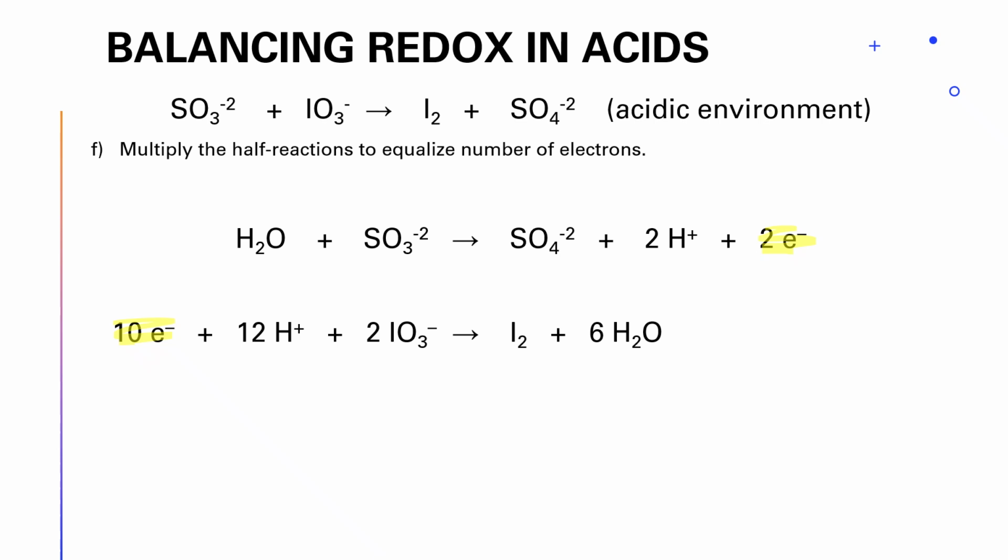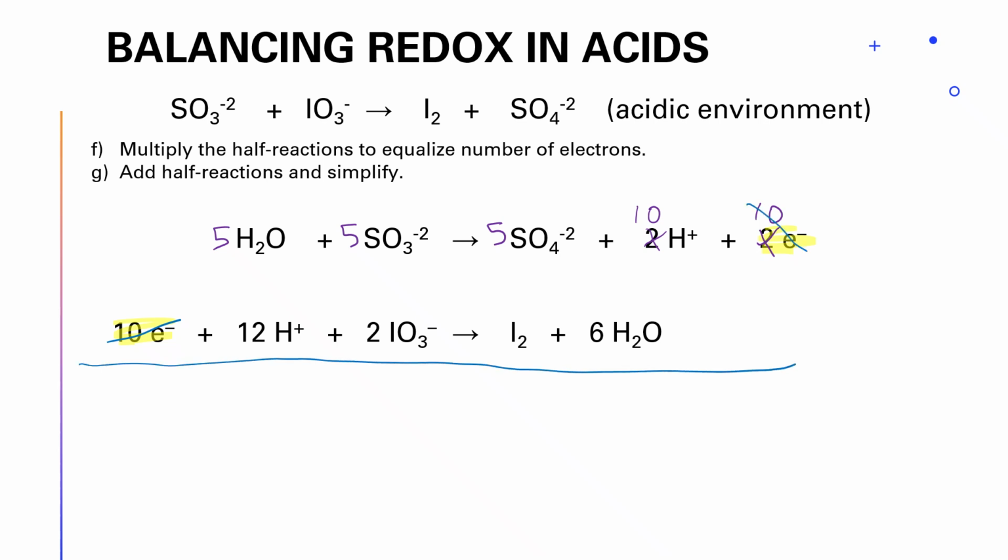So I'm going to multiply that top reaction times 5 to get them exactly the same. If I do 2 times 5, I get 10 to make the electrons match, which means everything has to be multiplied by 5. So I'm going to add 5s into all of that. And now I'm going to add the half reactions together and simplify. So once I've made the electrons the same on both sides, those electrons will cancel out. So I can add these half reactions together.